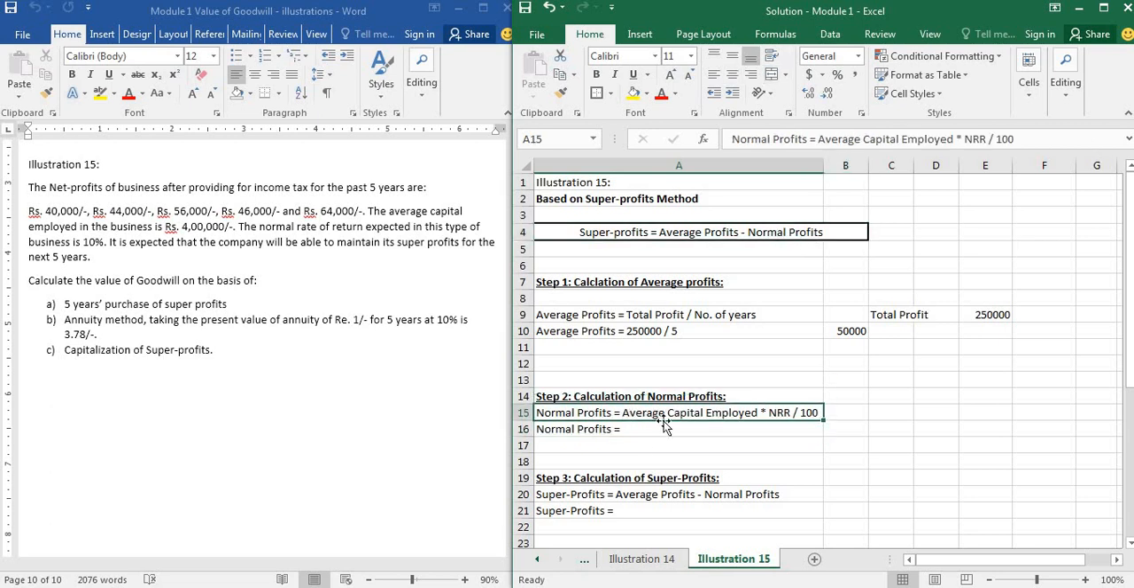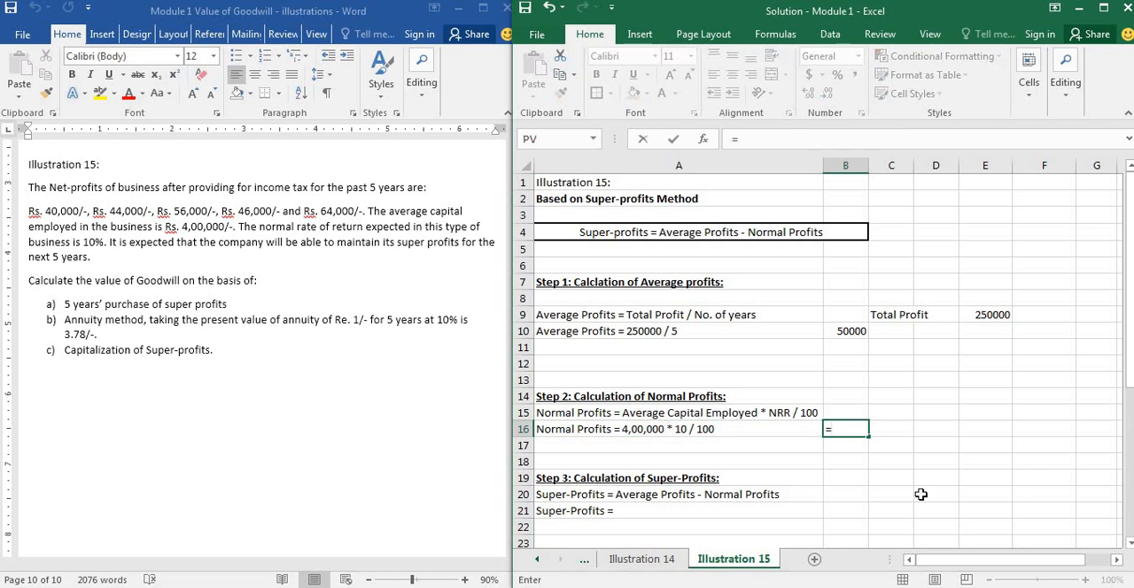In order to calculate normal profit, we have average capital employed into NRR divided by 100. They have given us all three, guys. The two values, average capital employed as well as NRR. We don't have to calculate anything. Average capital employed is 4 lakh into normal rate of return. Normal rate of return is 10% divided by 100. This is how we'll calculate normal profit. So let us do that. 4 lakhs into 10 divided by 100. So the normal profit is 40,000.